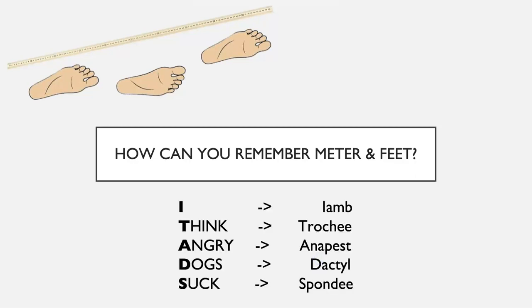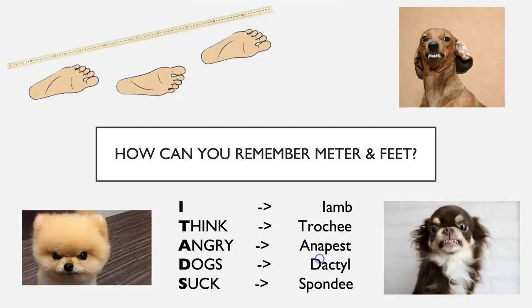Another way to do it is a mnemonic device. I think angry dogs suck. The I for iamb, T for trochee, A for anapest, D for dactyl, and S for spondee. I came up with it. It's a fun way to memorize it if you really feel like you want to. And if it doesn't work for you, so be it.